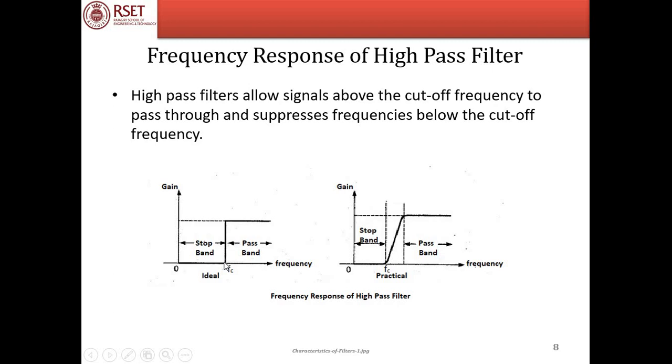As in the previous case, we can see that for an ideal high pass filter, the transition from stop band to pass band is very sharp or sudden. But that is not the case with a practical high pass filter. You can see that there is a slow transition from the stop band to the pass band, and this transition happens at a rate of 20 dB per decade for a filter of order 1.